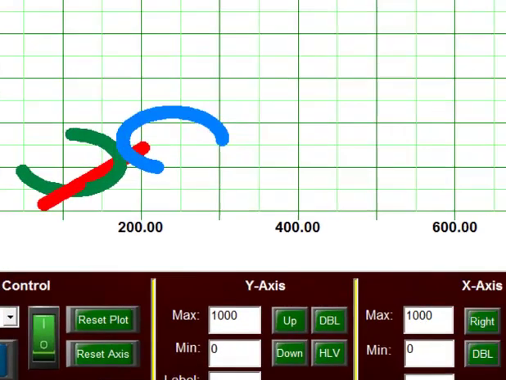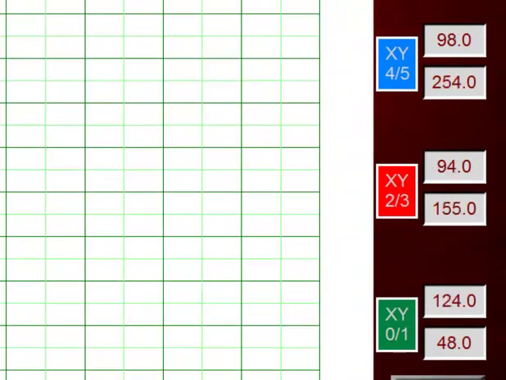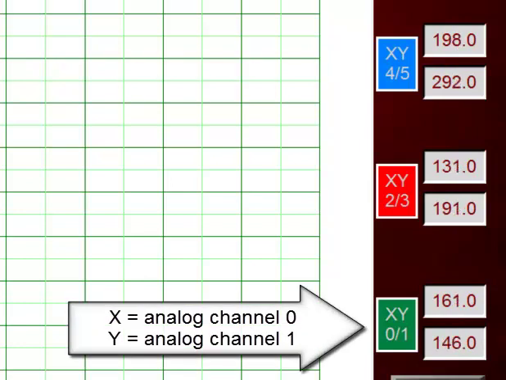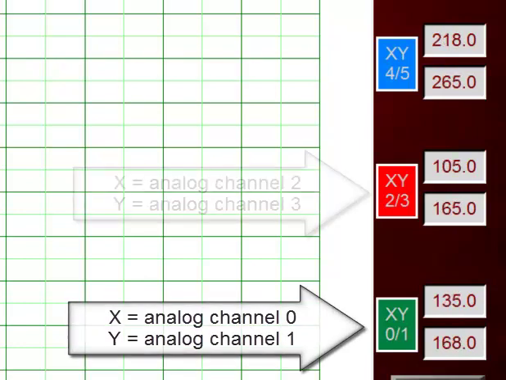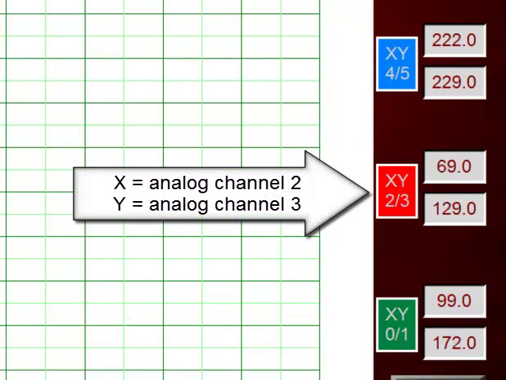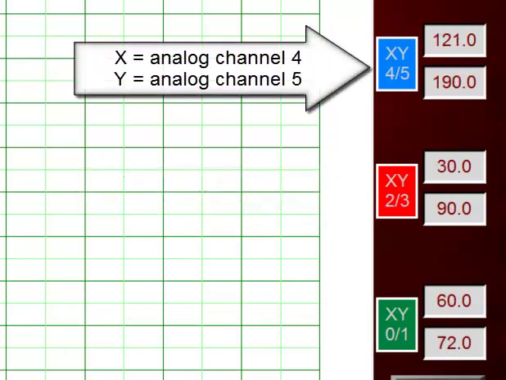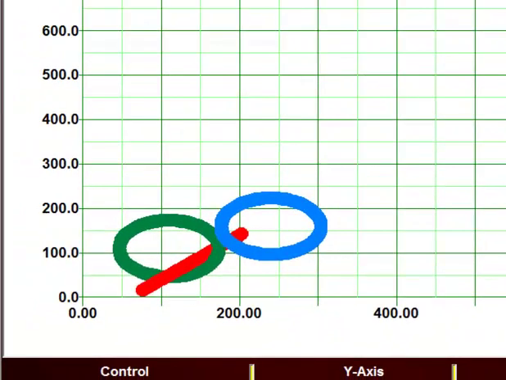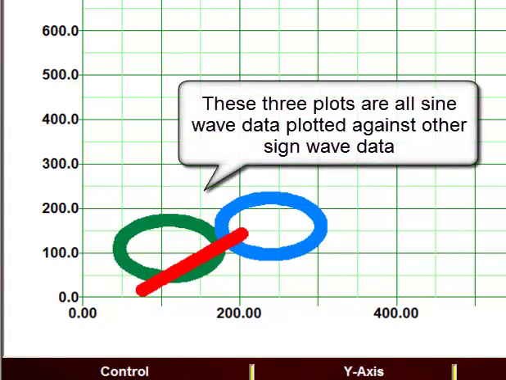And if we look at the right-hand side, we see that we have three sets of XY pairs. The first one is plotting channel 0 against channel 1. The next pair is plotting channel 2 against channel 3. And the third pair is plotting channel 4 against channel 5. Now, in our case, we have sine wave data that you've seen in the other videos being plotted. So that probably accounts for the unusual circles or ellipses and the straight line.